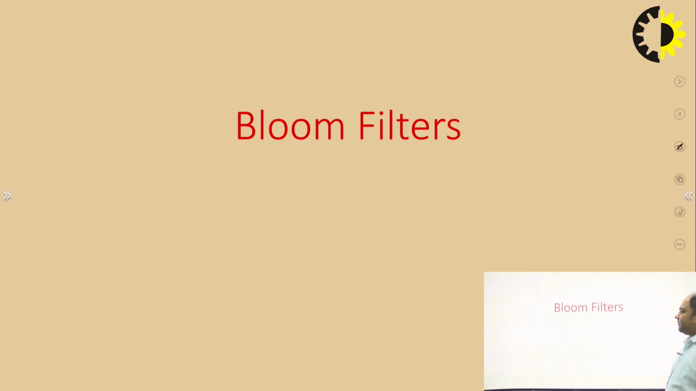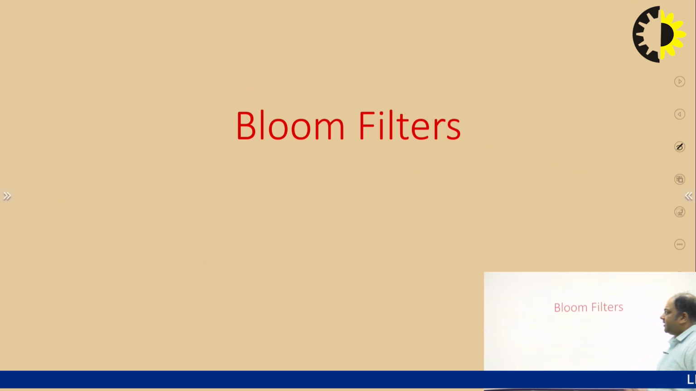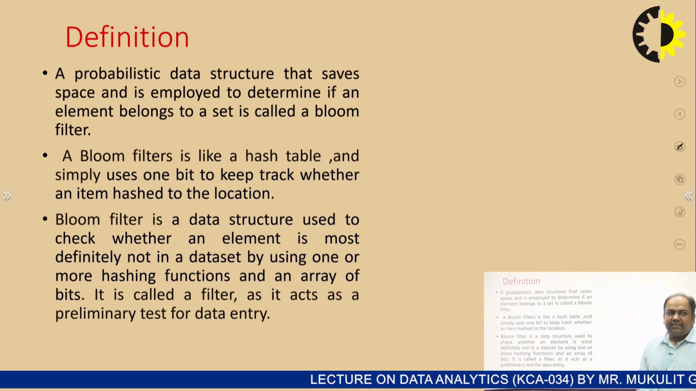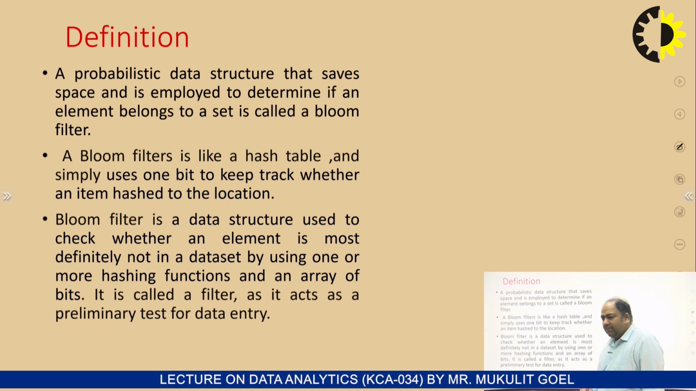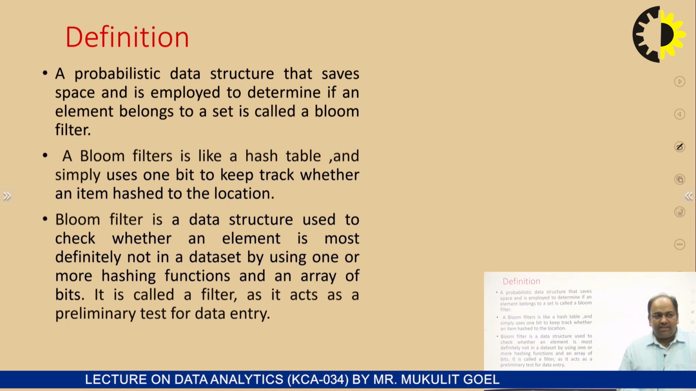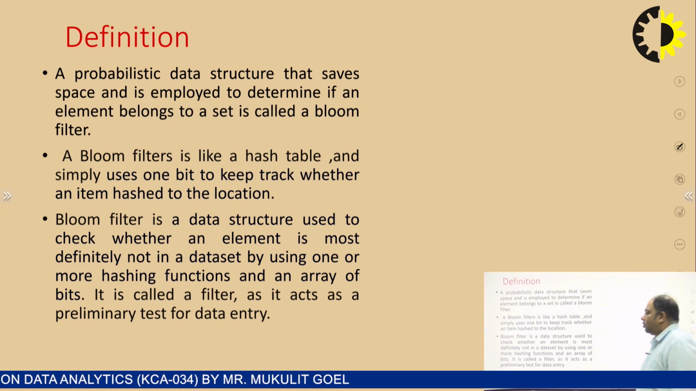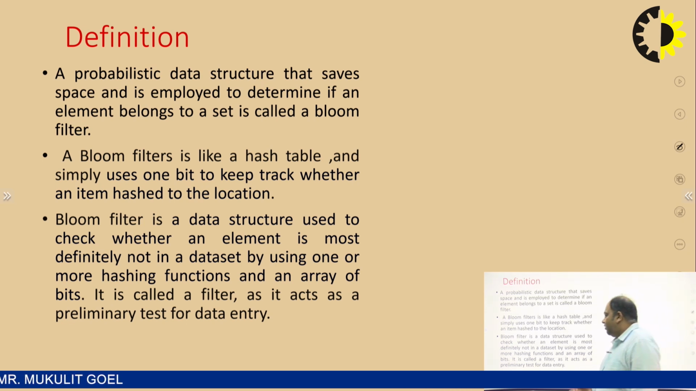After these components and architecture, now comes the filter: how the filtering is done in data streaming. The filtering is done through Bloom filters, and these are probabilistic data structures that save space and test whether an element belongs to a set. Basically these are like hash tables, used to keep track of whether the item is hashed to a proper location or not, and to check whether the element is most definitely not in a database by using one or more hash functions and an array of bits.